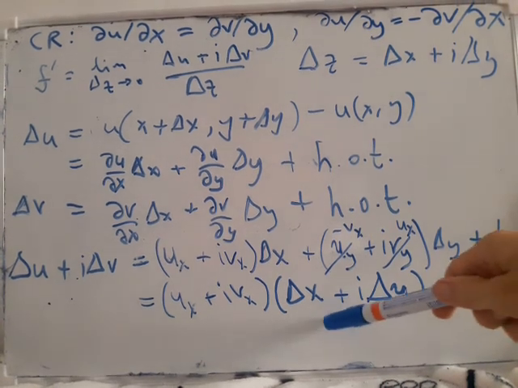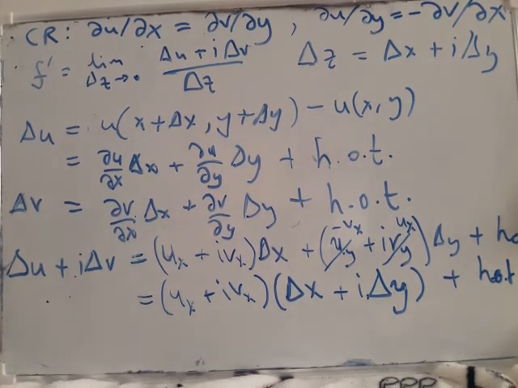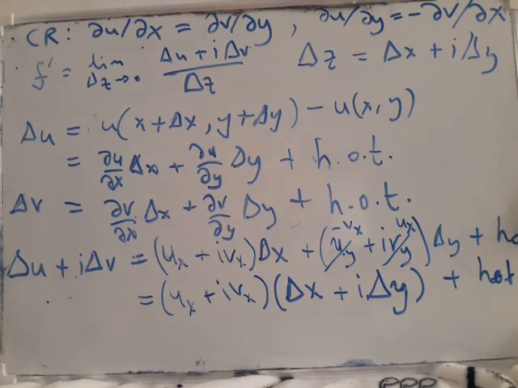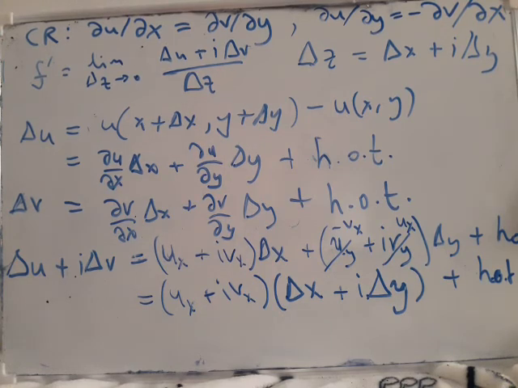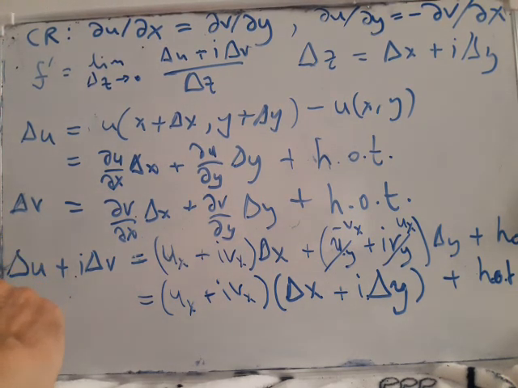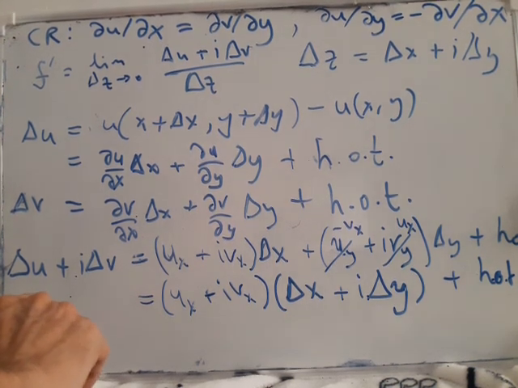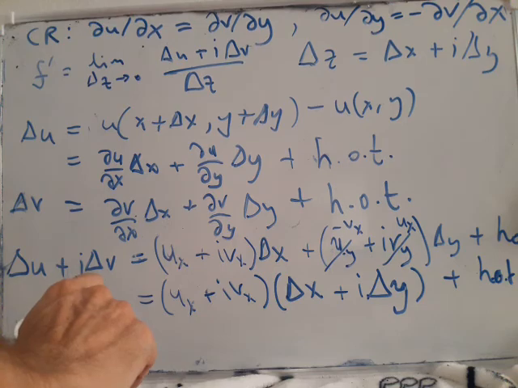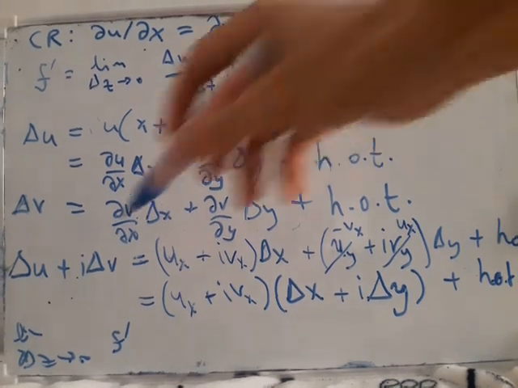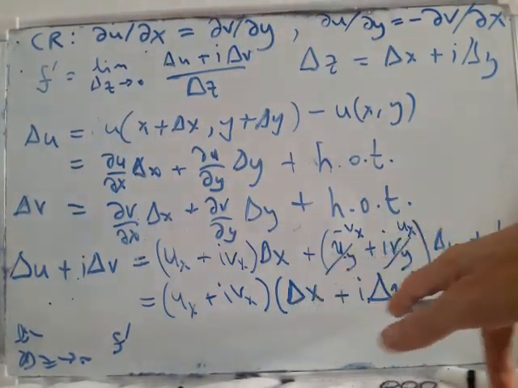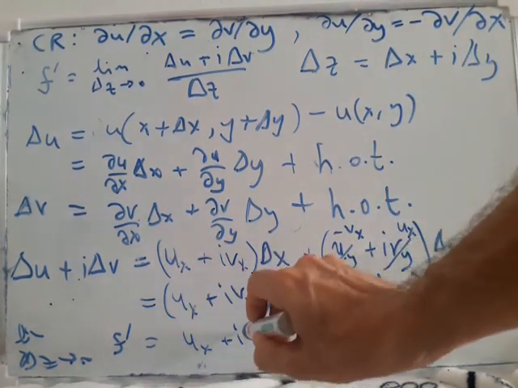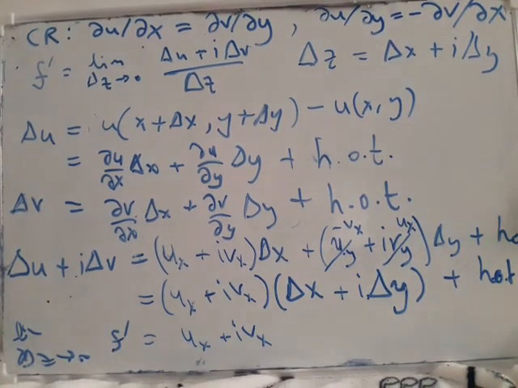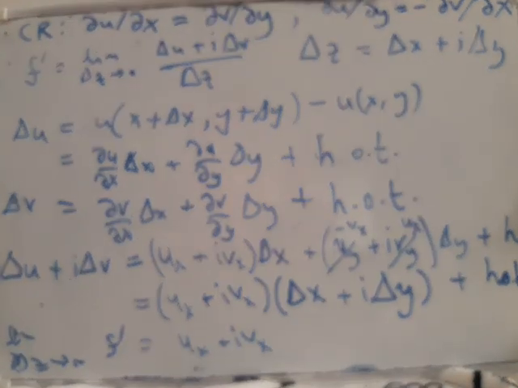So this is just my delta z. So in the end, if I divide both sides by delta z, in the limit as delta z goes to 0, I have that f dashed, which is this thing here divided by delta z, is indeed ux plus i vx, which is the derivative that we expect.